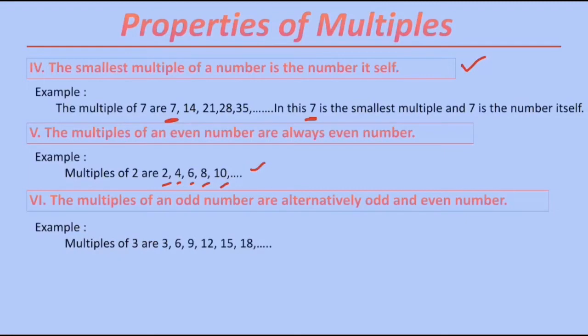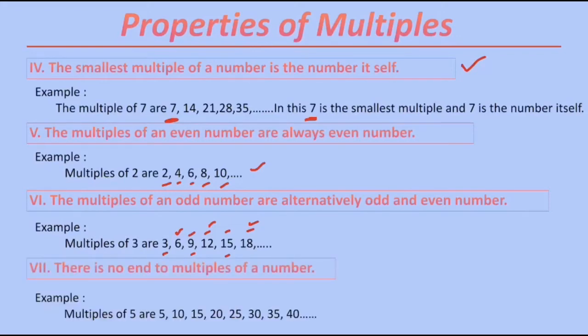The multiples of an odd number are alternatively odd and even numbers. Example, here we have taken the multiples of 3. Multiples of 3 are 3, 6, 9, 12, 15, 18 and so on. Out of these, 3, 9, 15 are odd numbers and 6, 12, 18 are even numbers. That is, the multiples of an odd number are alternatively odd and even numbers.